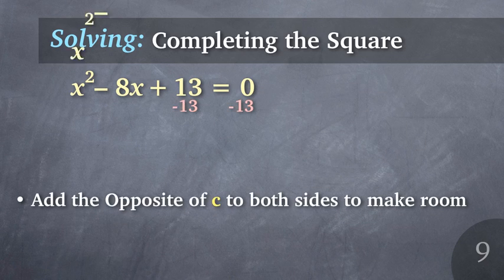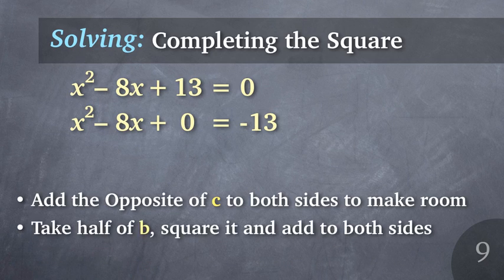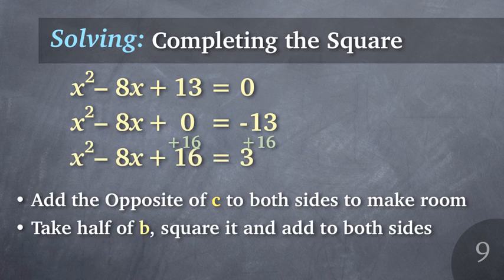All right, so we're going to get rid of that 13. So we're going to add the opposite of that to both sides. So now we have this. Okay, we're going to take half of our middle term, b, and square it. So negative 4 squared gives us 16. We're going to add that to both sides. And now we have this. X squared minus 8x plus 16 equals 3.